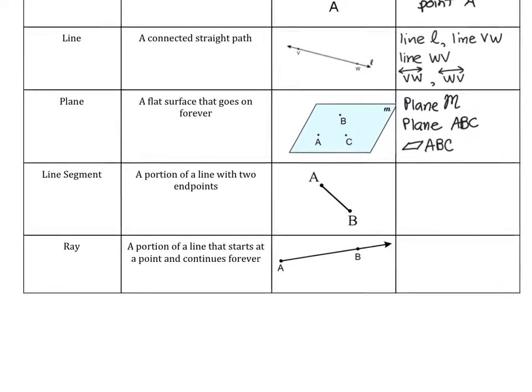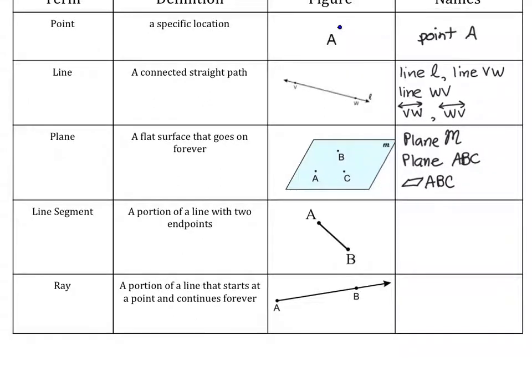Okay, line segment. You'll see that we have a line and a line segment. The difference between these two is that a line goes on forever and it has arrows at both ends. A line segment is a portion of a line with 2 endpoints. So it specifically starts and ends at points.